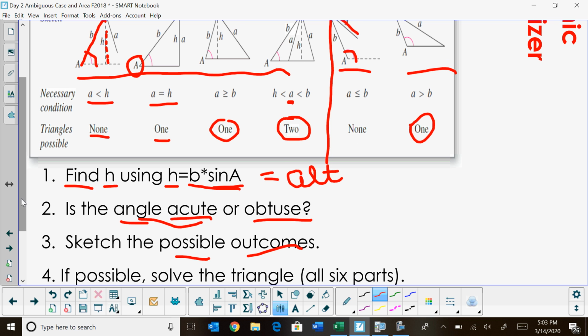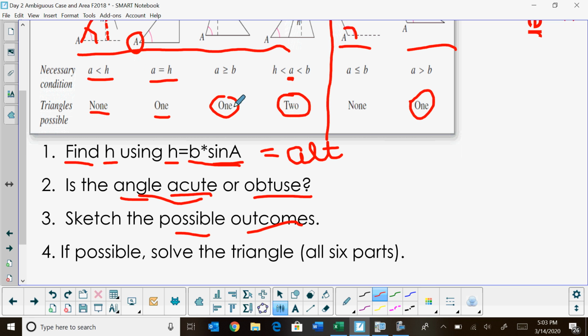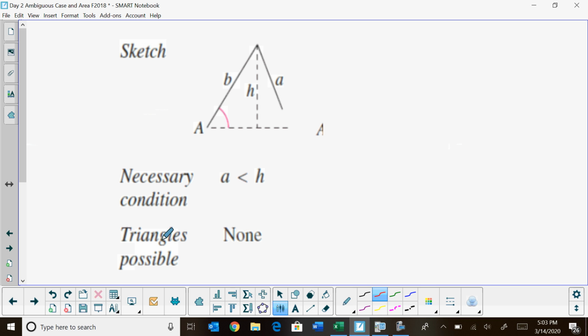And if it's possible, out of the 6 cases, 4 of them have triangles, and you're going to solve the triangles. When we say solve, that means find all 6 parts, all 3 angles and all 3 sides. Okay, so let's look at one case at a time.